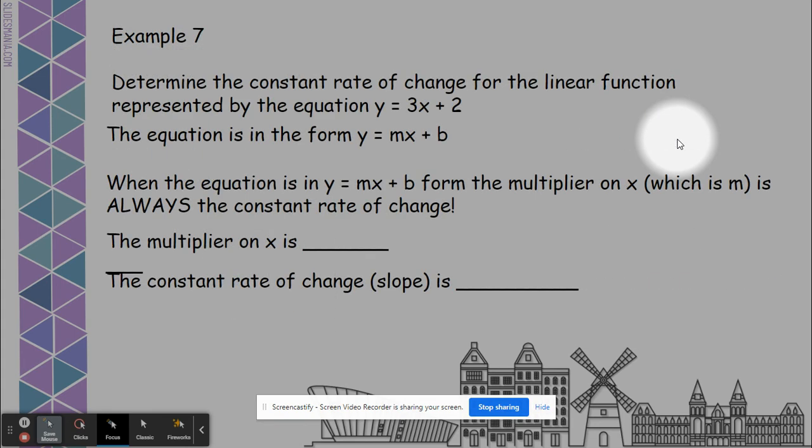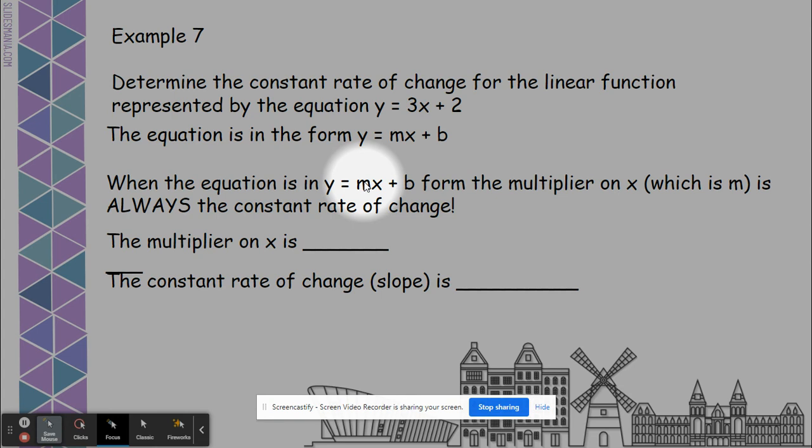All righty. Now, the last thing that we have to do is determine the constant rate of change for the linear function represented by equations. Like if we have equations, we can find the constant rate of change. It's the same thing as a slope. So suppose we have this equation here, y is equal to 3x plus 2. Well, that's in the format of y equals mx plus b, where m is always the slope, or the rate of change.